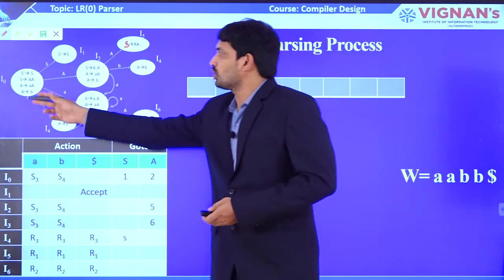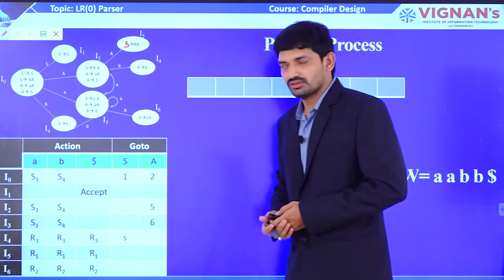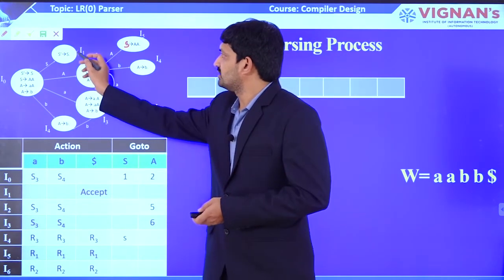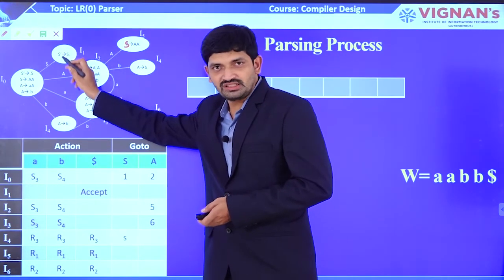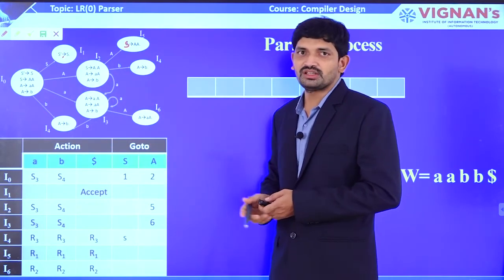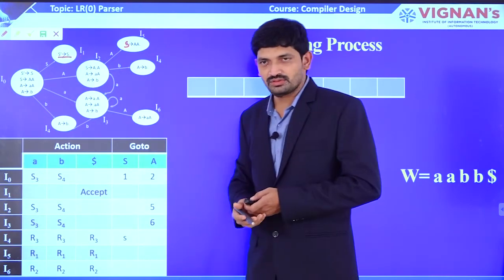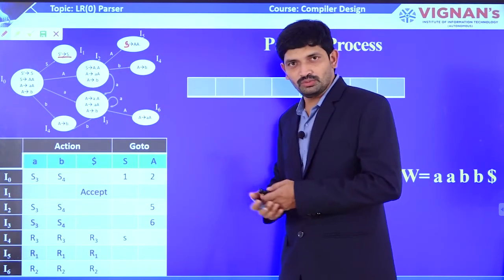So, there are a total of 7 states named I0, I1, I2 to I6, okay, and this is I1, which seems to consist of a final item, but it is not actually a final item because it is the augmented production which is added by us. So, now we are going to perform the parsing.